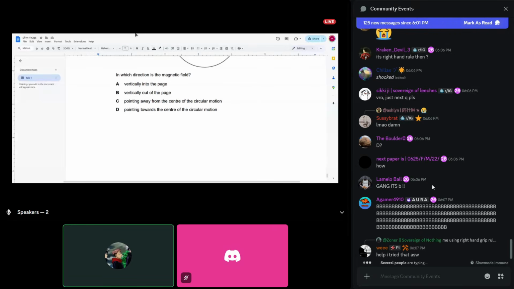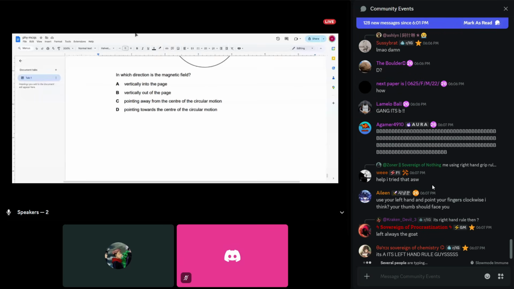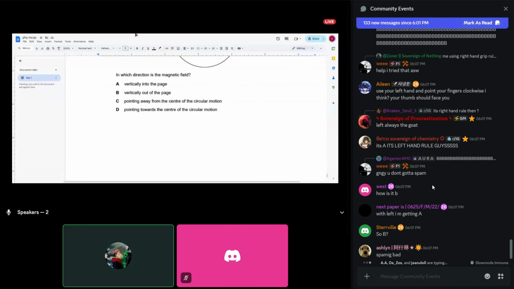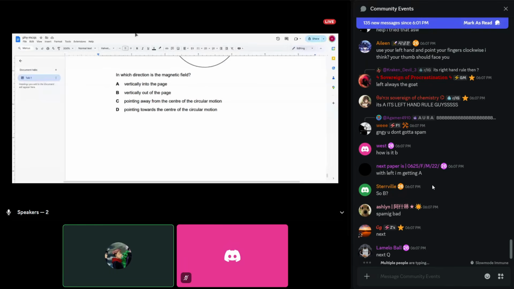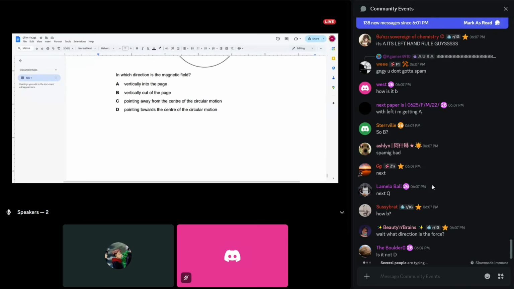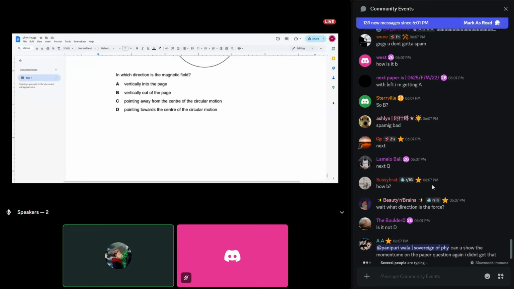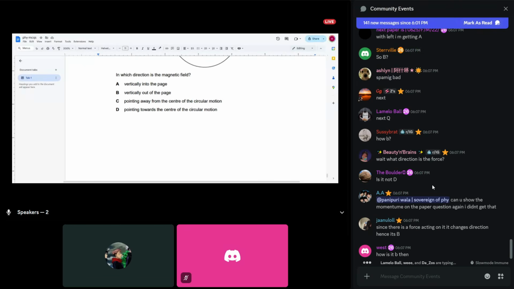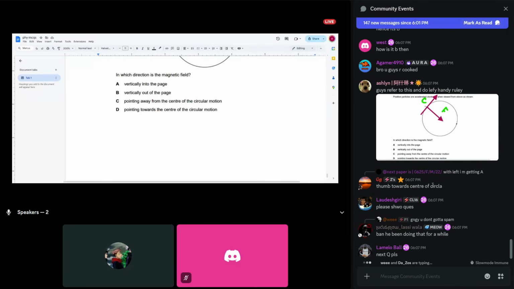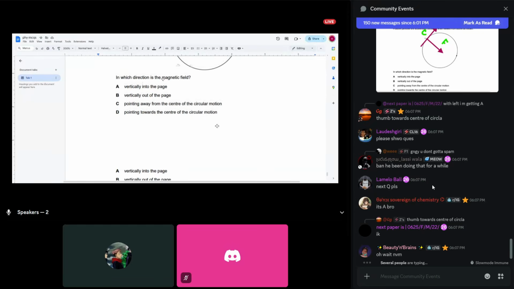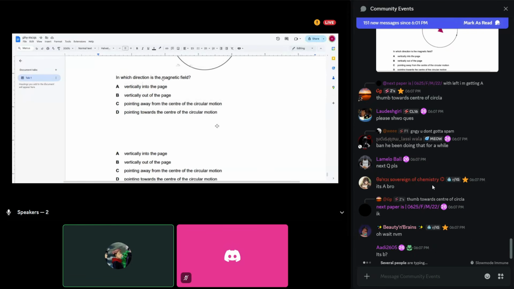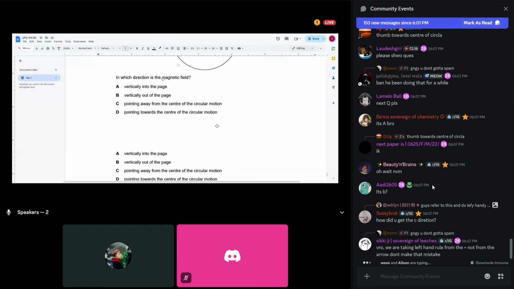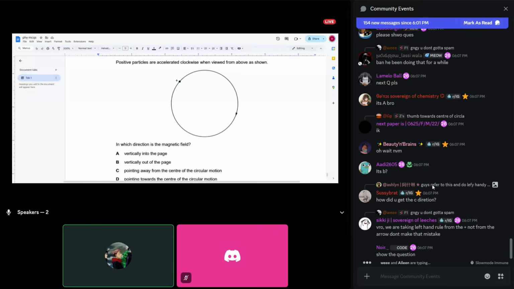Guys, it's B. Please do not spam. It's not A. Oh my god. The sovereign of chemistry. No, it is not A. Look, exactly. Look at Ashlin's thing. Use the left hand rule, not the right hand rule. It's not A. This is B.